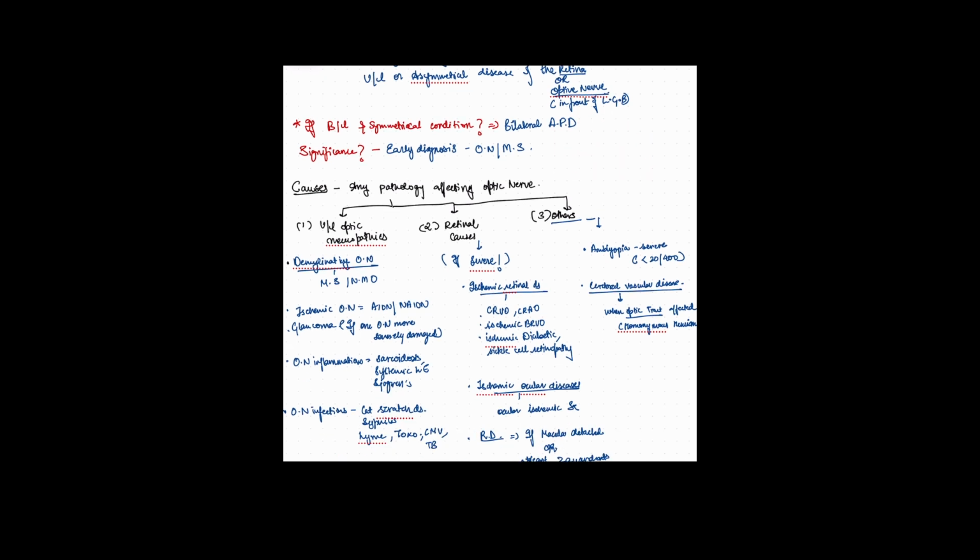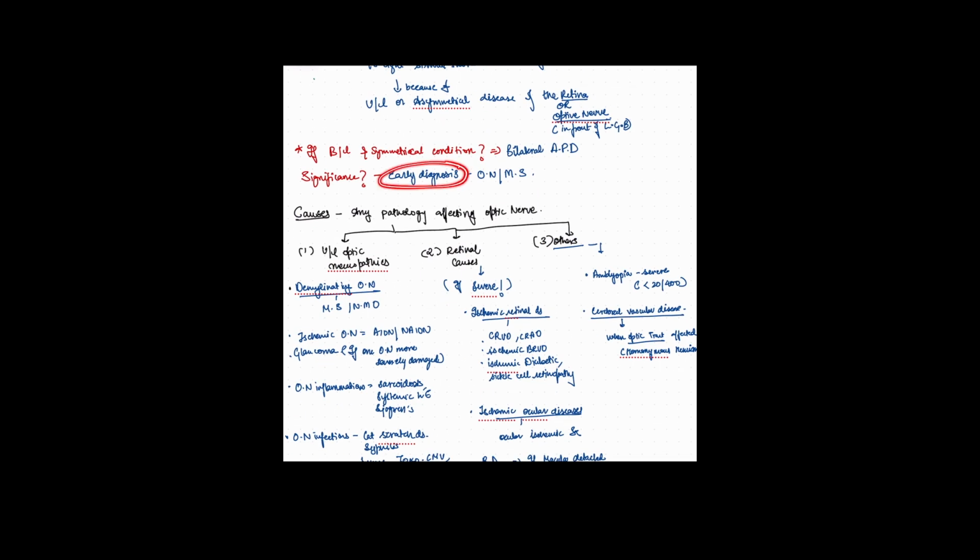Okay. What is the significance of this RAPD we are studying, relative afferent pupillary defect? It is the early diagnosis. It is the first sign of optic neuritis, the most common cause of which is multiple sclerosis. So it is very important in the OPD procedure to check the pupil of the patient.